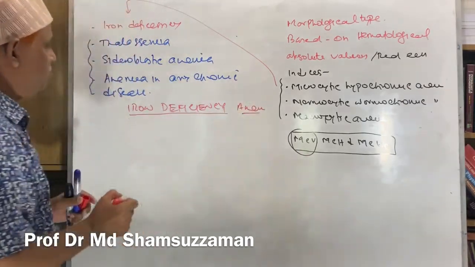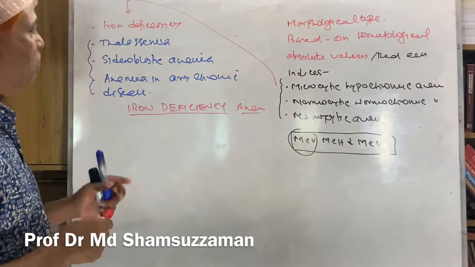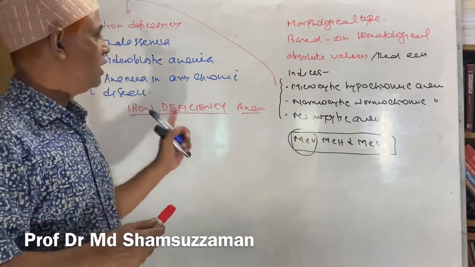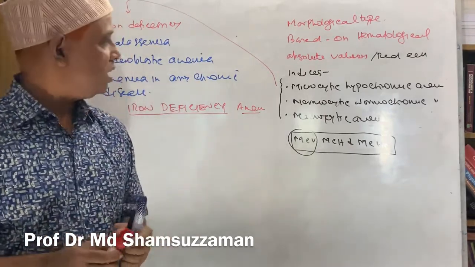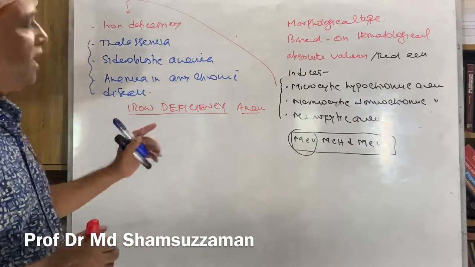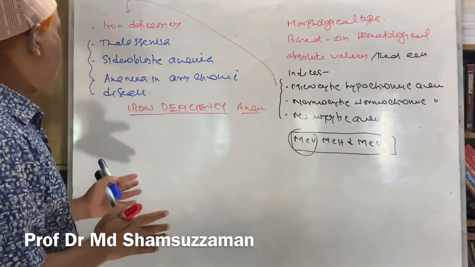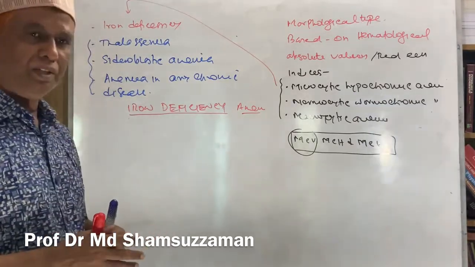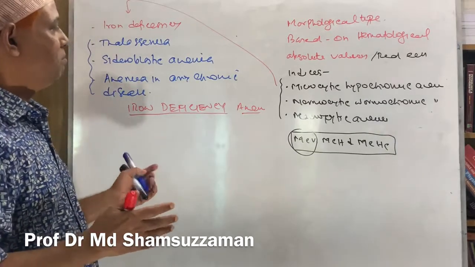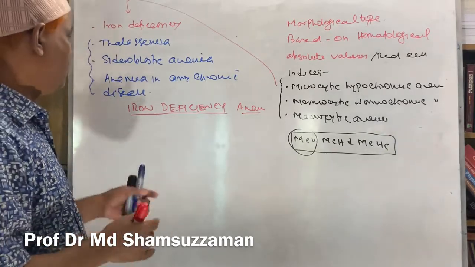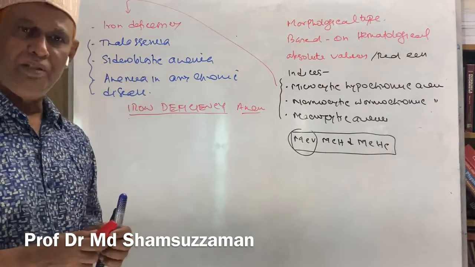If we want to define iron deficiency anemia, we can say it is one type of microcytic hypochromic anemia due to iron deficiency. Anemia that results from iron deficiency, and that is morphologically microcytic and hypochromic, is called iron deficiency anemia.